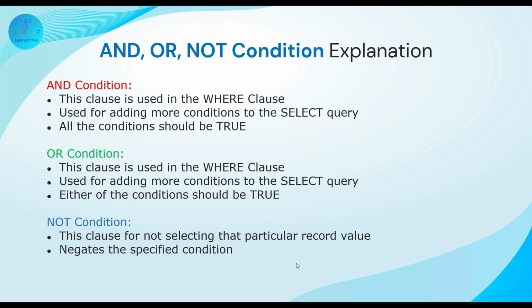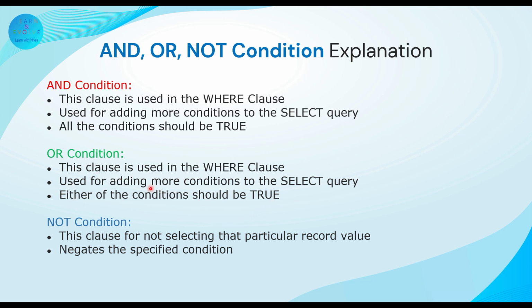And the NOT condition: sometimes you may have to filter out the records wherein it is not equal to that particular value. For that kind of purpose you can use this NOT condition. So the AND condition is basically to have multiple conditions which all have to be true, and the OR condition is basically to use multiple conditions wherein either of the conditions should be true.